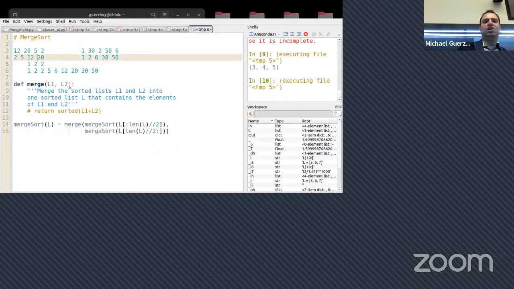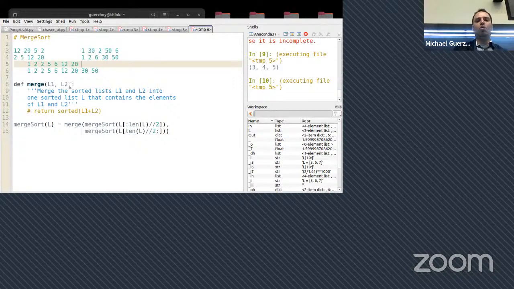And now we're here in L1 and here in L2. So 5 is smaller, so we fill this in. Now we're here in L1 and here in L2, so 6 goes here. Now we are here in L1. So 12 is smaller than 30, so that goes here. 20 is still smaller than 30, so 20 goes here. And now we ran out of stuff in L1 and we just need to get the rest from L2. So that's what I'm going to do.